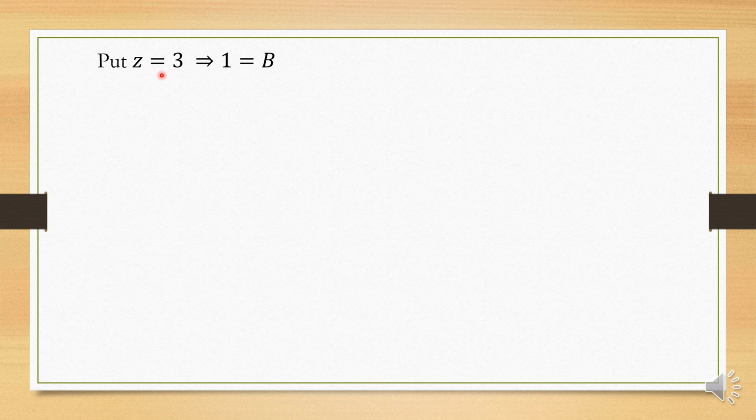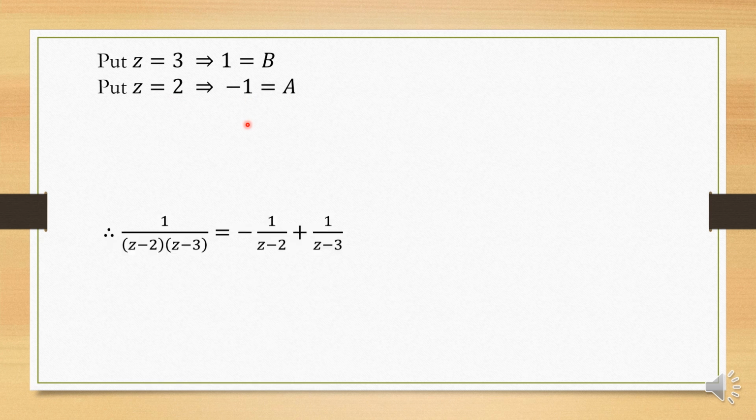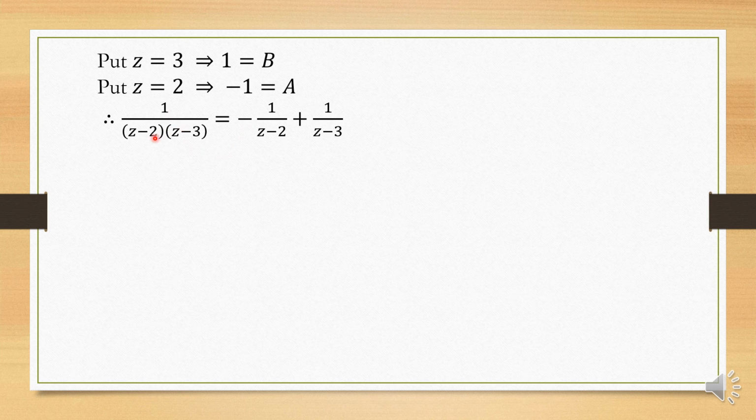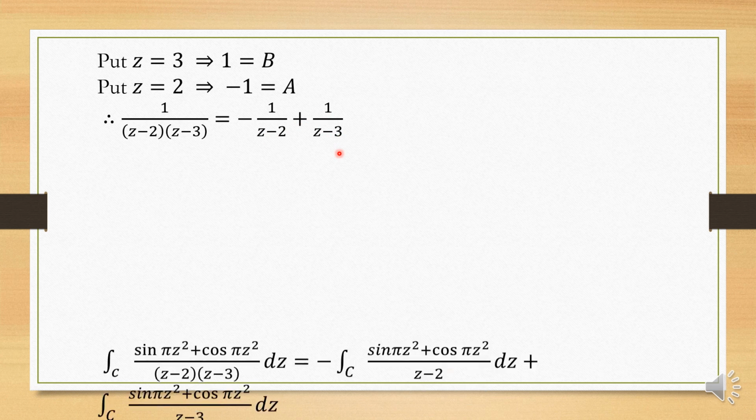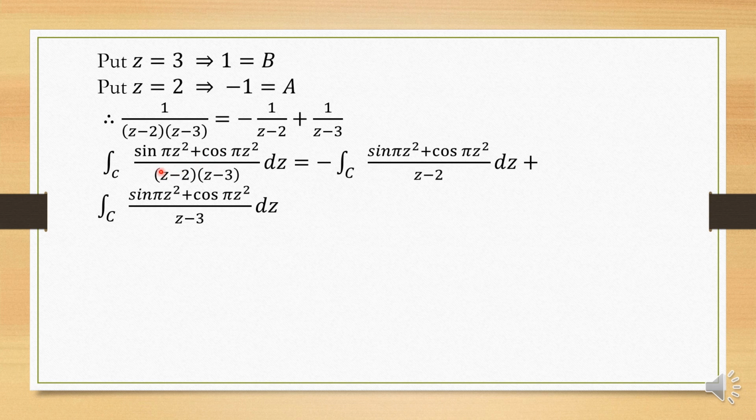So giving z equal to 3, we get b value as 1. And similarly, giving z as 2, we get a value as minus 1. Substituting a and b values, we get 1 by (z minus 2)(z minus 3) equal to minus 1 by z minus 2 plus 1 by z minus 3. Now multiply this with sin pi z square plus cos pi z square and take the integral over c.